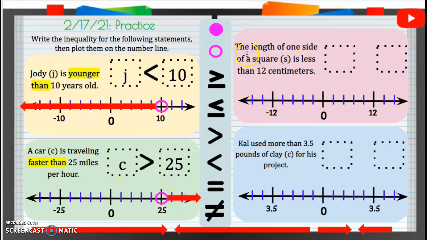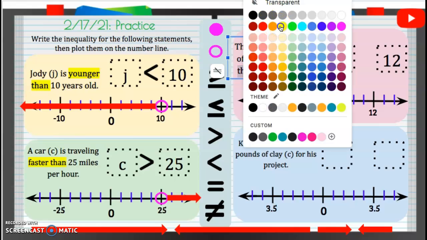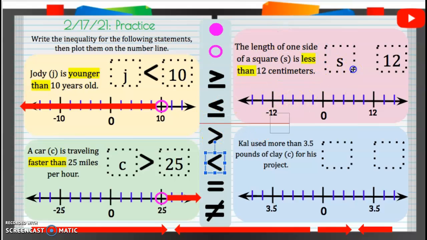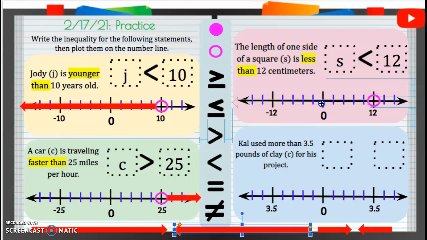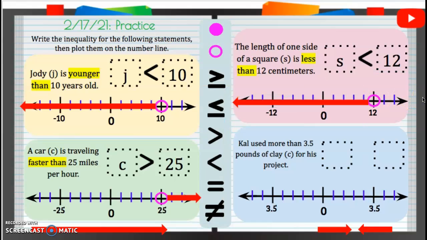All right, the length of one side of a square, S, so we're going to have S, is less than 12 centimeters. Less than, so it's not going to be greater than, not going to be equal to, it's going to be less than. So literally S is going to be less than 12, so big mouth eats the big number. Big mouth is going to eat 12. Less than, we're going to have an open circle at that 12 there. And with that open circle there, less than means anything to the left. So we are going to shade anything to the left of that number, the left of 12.